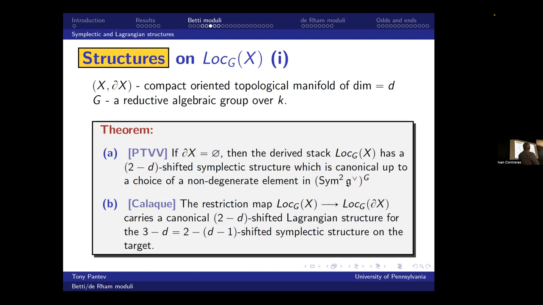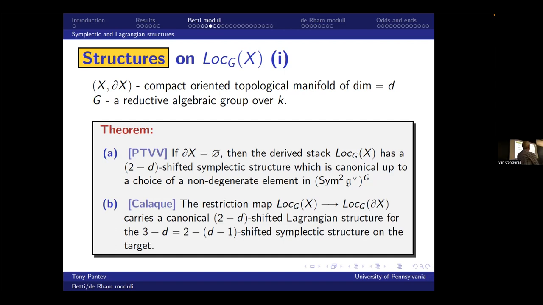So that's something we proved a long time ago in some bigger generality. I mean, the mapping stack from anything orientable to anything symplectic is symplectic, with the shift being the shift of the symplectic structure on the target minus the dimension of the orientation. So in this case, the claim is that BG, the classifying stack of the group, is two-shifted symplectic. So the stack of local systems is two minus D shifted symplectic.